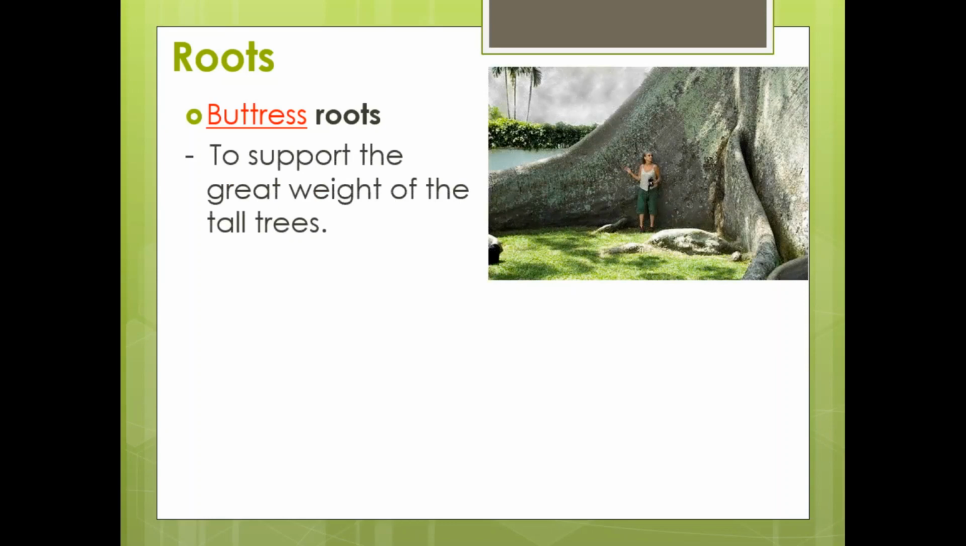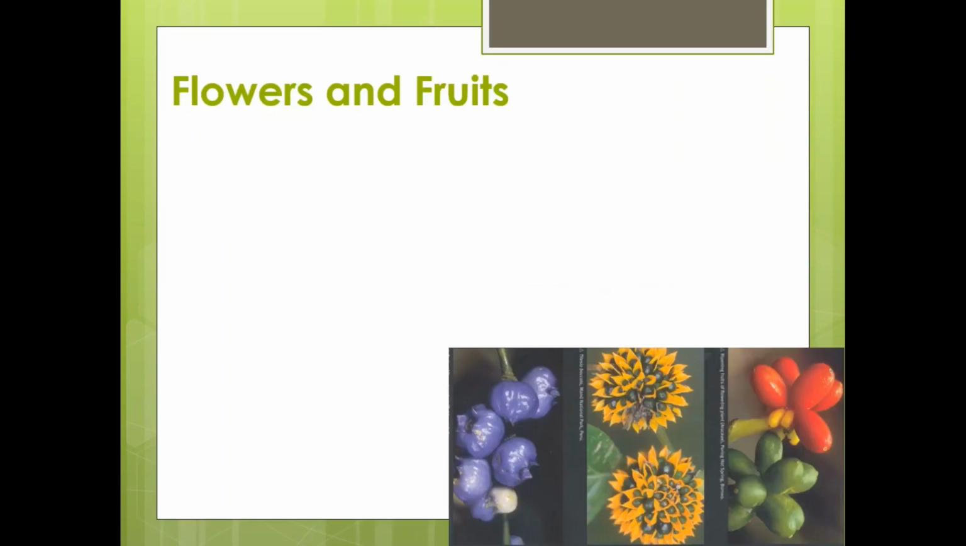Okay, now for the roots. The roots are buttress, which looks like this. See, there is actually a lady standing there to show you the scale of the actual size of the roots. Why is it so huge? It's because it needs to support the weight of the very tall tree, right?